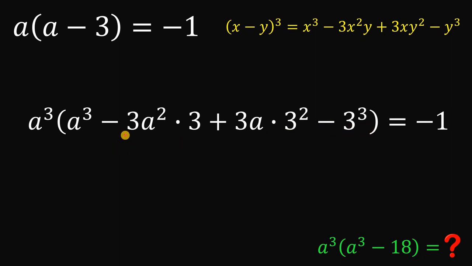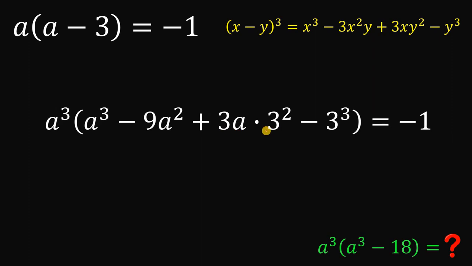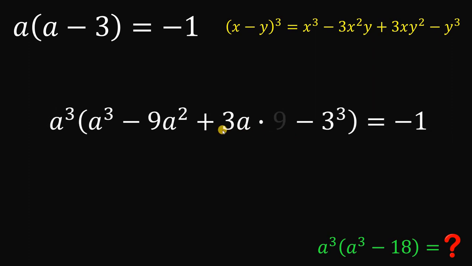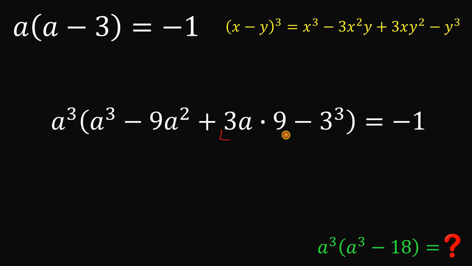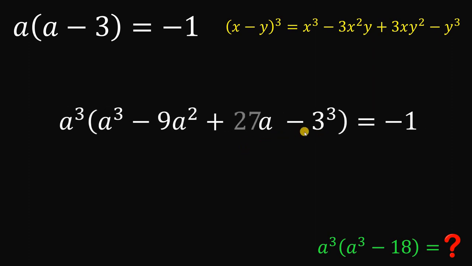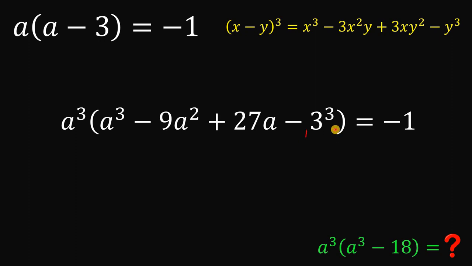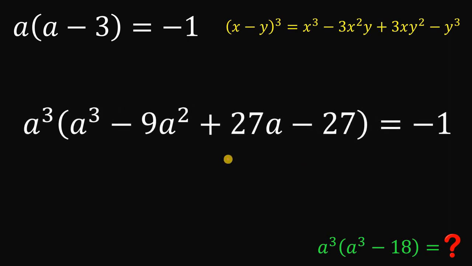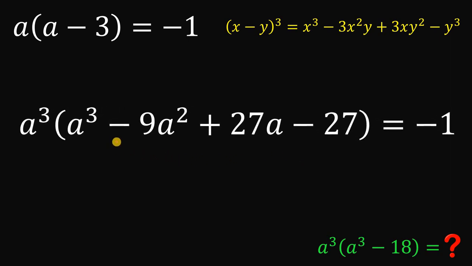Now let's simplify. We have here 3 times 3 times a squared. This will give us negative 9a squared. And we have here 3 squared, which is equal to 9. And 3a multiplied by 9 will give us 27a. And we have here 3 raised to the power of 3, or simply equal to 27. Now, let's focus on this result. Notice, we have here negative 9a squared plus 27a.